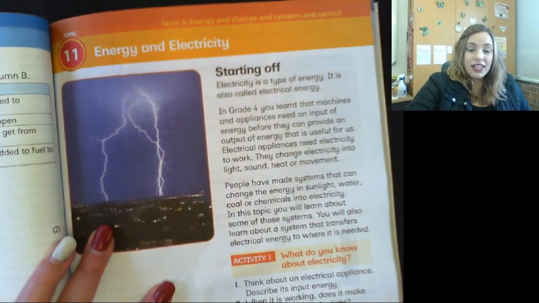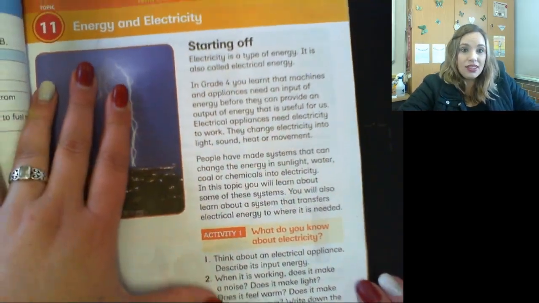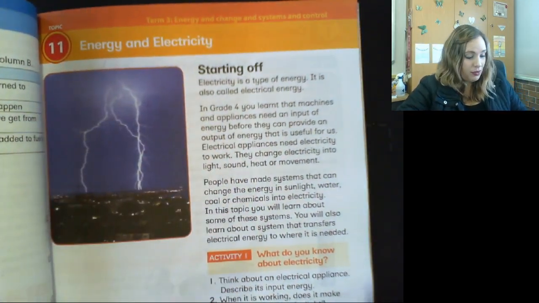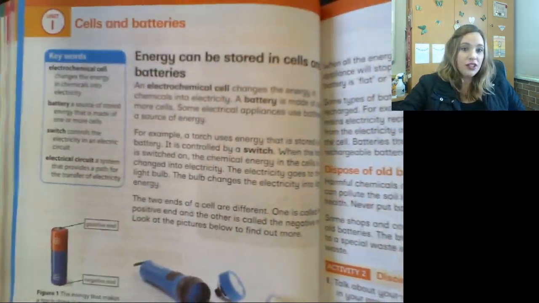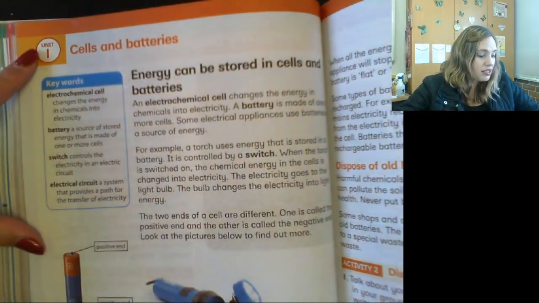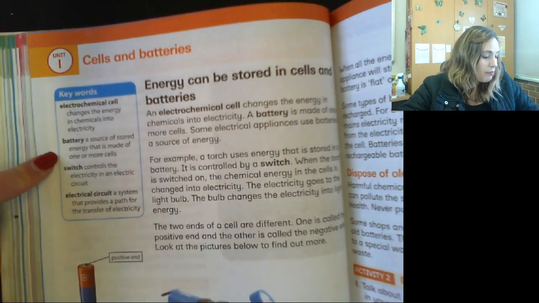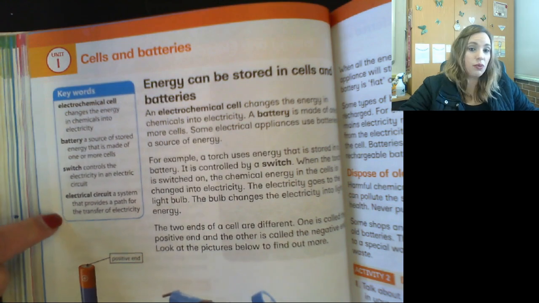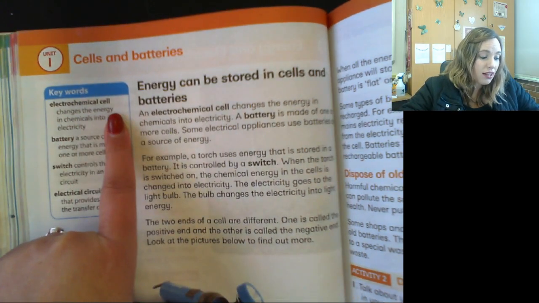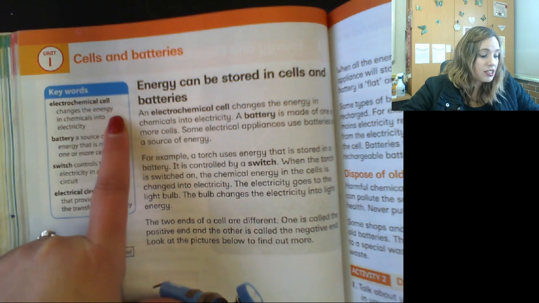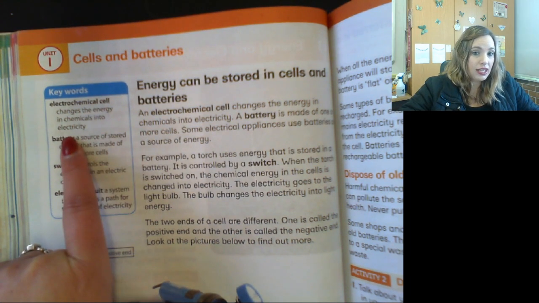Here I have the grade 5 textbook, and we started with energy and electricity. Then if we page, you can see we started with cells and batteries. We learned what an electrochemical cell was, what a battery was, what a switch was, and what an electrical circuit was. An electrochemical cell changes the energy from chemicals into electricity.